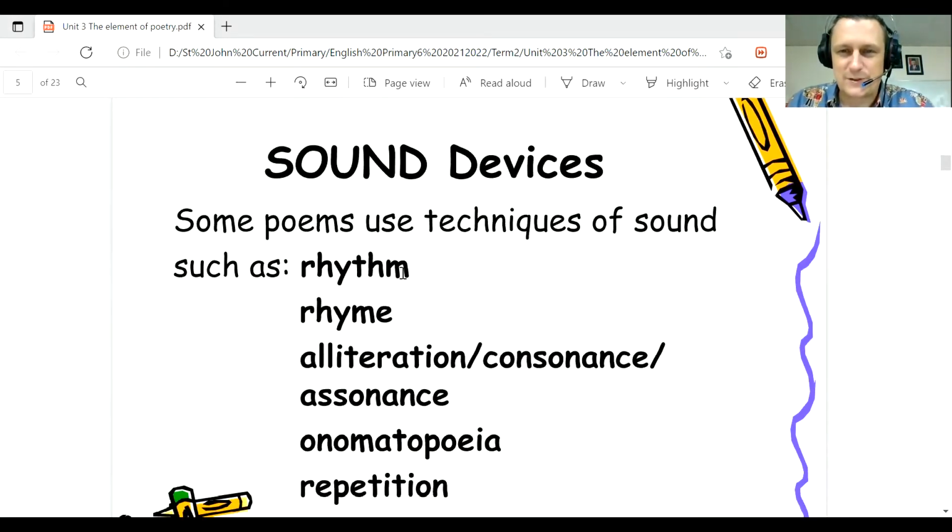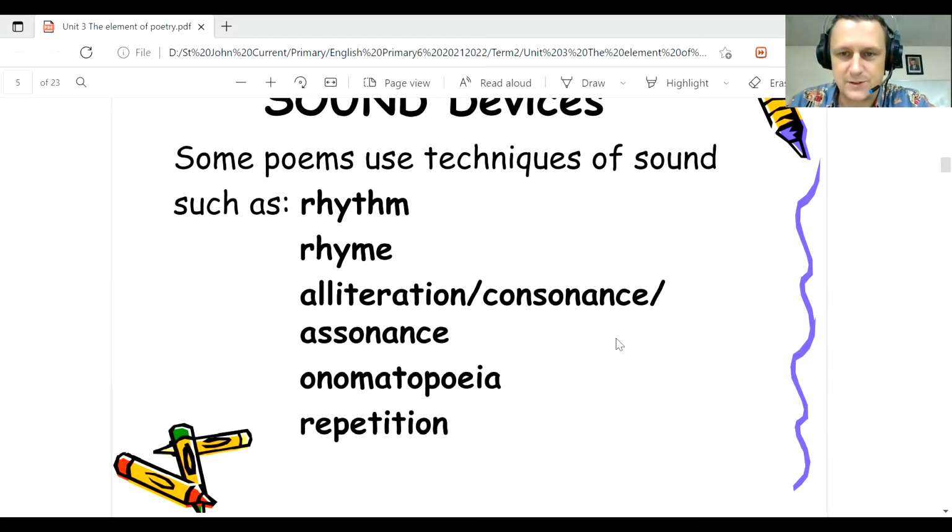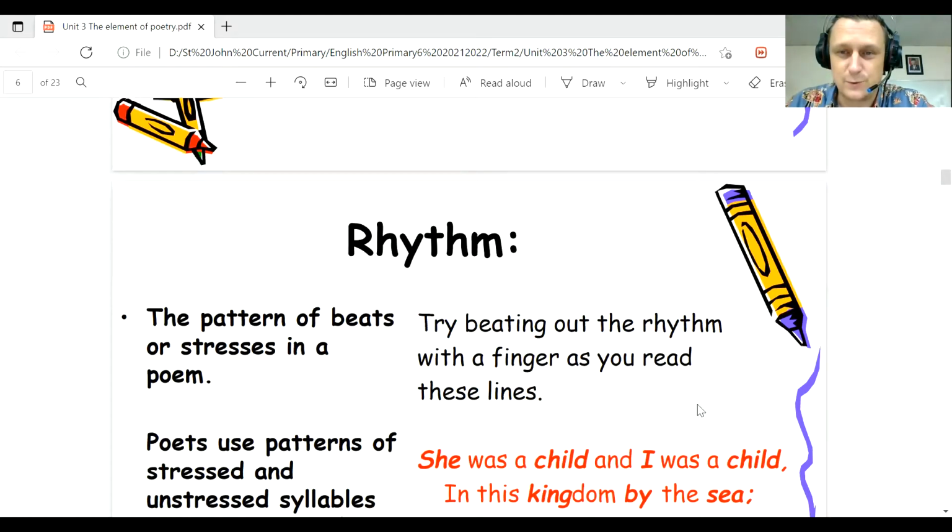Ain't life difficult? Yes. Sound devices. Sound devices doesn't mean that you go to your computer settings and you click, do you want a Realtek audio speaker? Sound devices means what kind of language tricks do we use to make the reader or listener aware of something or feel something. Rhythm, rhyme, alliteration, consonants, assonance, onomatopoeia, and repetition. Okay, let's continue with rhythm.